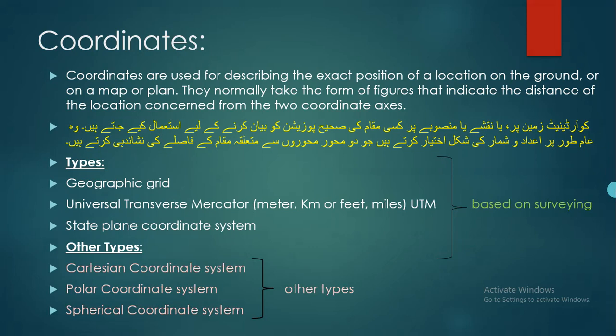So the other three types are the Cartesian coordinate system, polar coordinate system, and spherical coordinate system. These are the types. You should know them, because any interviewer in the world may ask about them, and you should be able to answer.